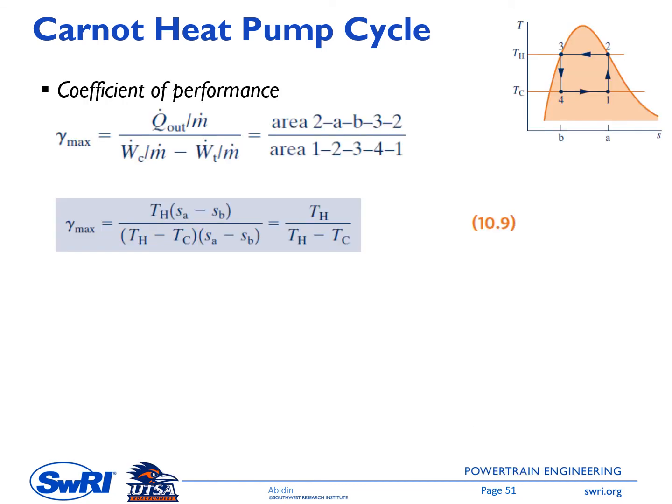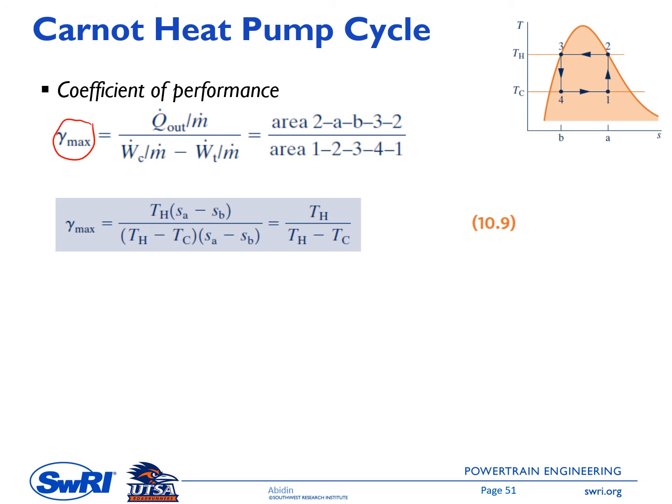And then because this is an ideal Carnot process that has two isentropic processes and two constant pressure processes, we can use the area in this TS diagram to represent the amount of heat. So the coefficient of performance for this heat pump cycle, in this case we use gamma here, is the ratio between Q dot out over m dot to the net work. So this is the work difference between the compressor and the turbine.